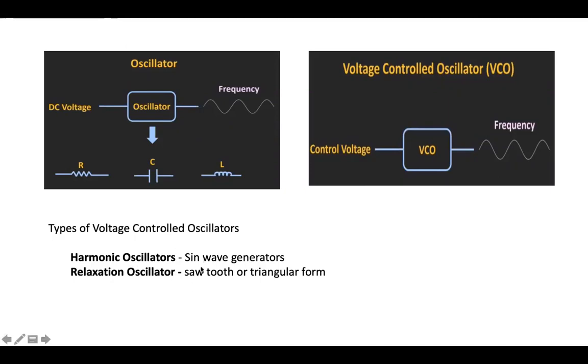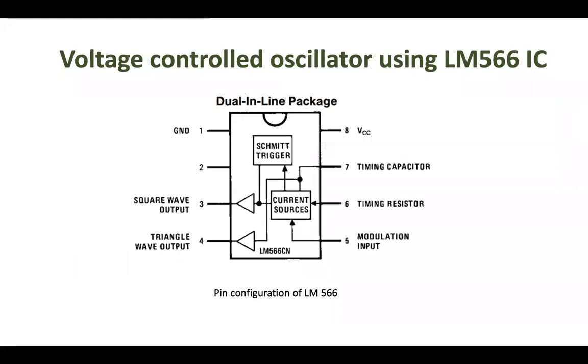So harmonic oscillators will actually generate sine waves, right? Relaxation oscillators produce sawtooth or triangular waveforms. So if I need a sawtooth waveform in my output, I'll be using a relaxation oscillator. If not, then I'll be sticking with the harmonic oscillator. So we will look into the schematic diagram, and then a few equations, that is the internal structure and then the equations, right?